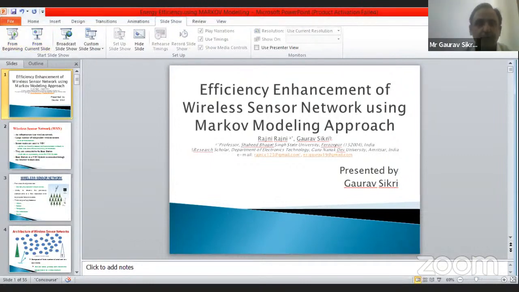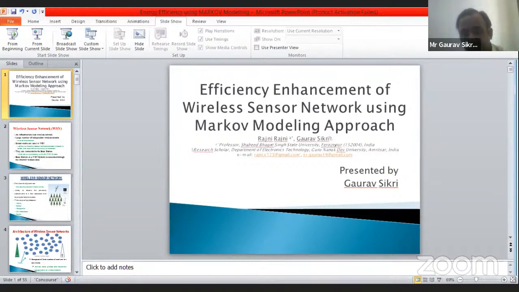Good afternoon, everyone. My topic is efficiency enhancement of wireless sensor networks using Markov modeling approach. I'm a research scholar at Guru Nanak University, and earlier did my MTech from Shahid Bhagat Singh State Technical Campus under the guidance of Dr. Rajni. Right now, I'm also working on nanotechnology. First of all, I want to introduce wireless sensor networks.